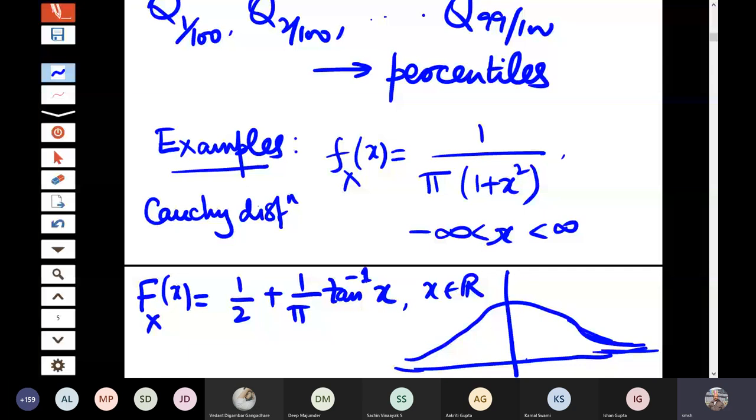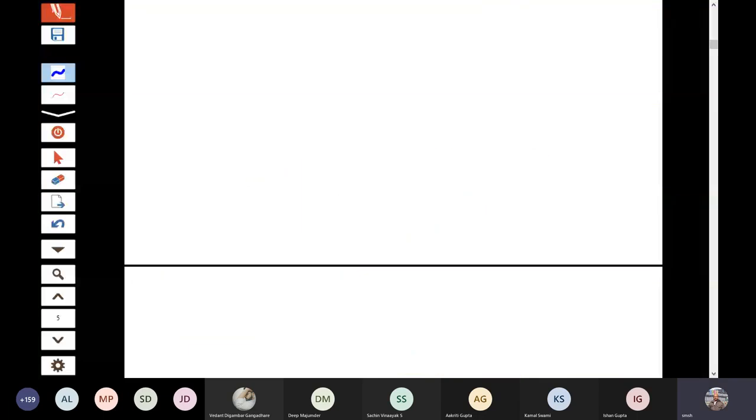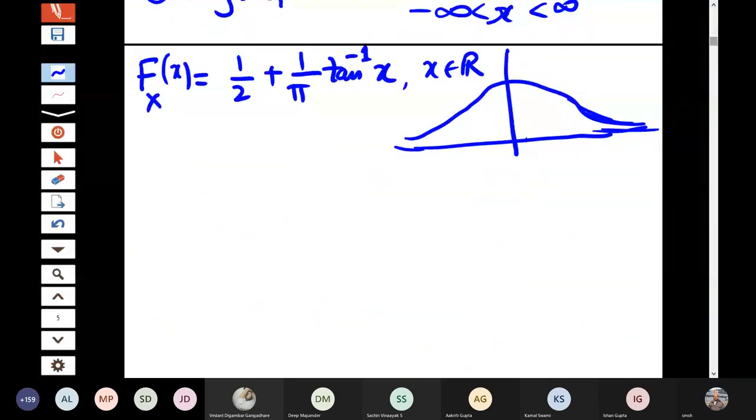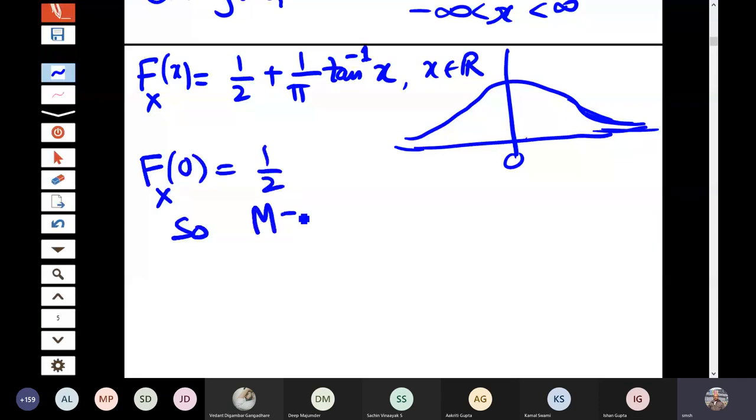So this is the CDF. The CDF will be extremely useful just to find out the points. So for example, at x equal to 0, this will become 0. So F(x) will be half. So you have F of 0 is equal to half, which is the median, because it is dividing the distribution into two parts.